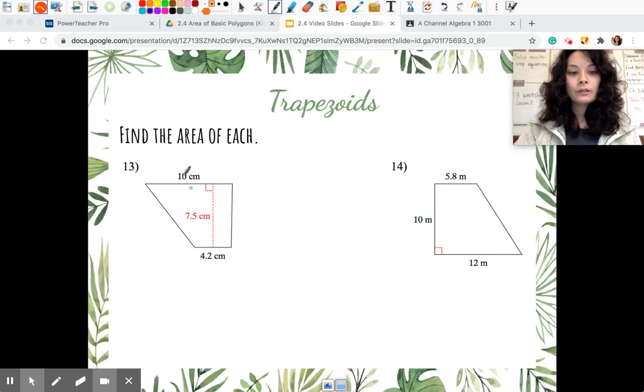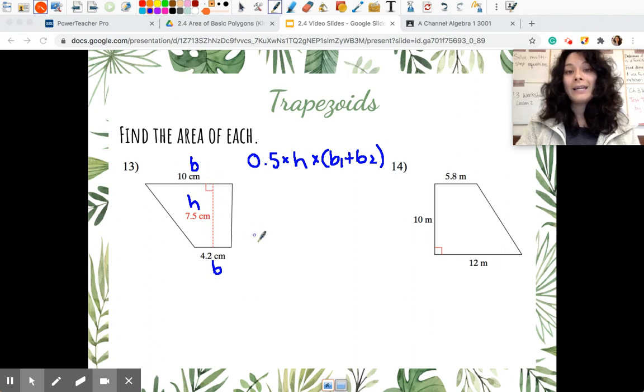So here for number 13, I know it's a trapezoid because of the way that it looks. I have a slanted side and a straight side. And I'm going to start by writing my formula. 1/2 times height times the sum of my two bases. I have a height of 7.5. And the two bases are the two sides that the height actually touches, so it kind of connects those two bases in a way. So I'm just going to substitute. I have a height of 7.5, and inside my parentheses, I'm going to add 10 plus 4.2.